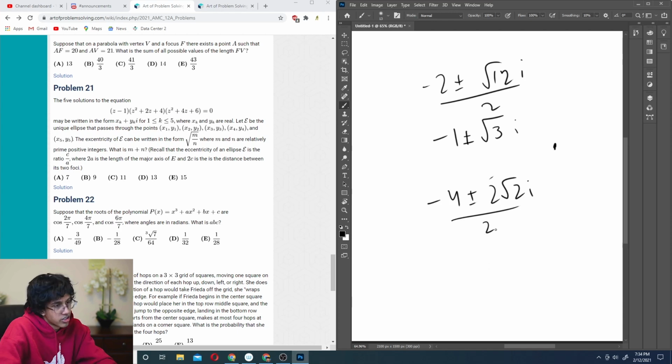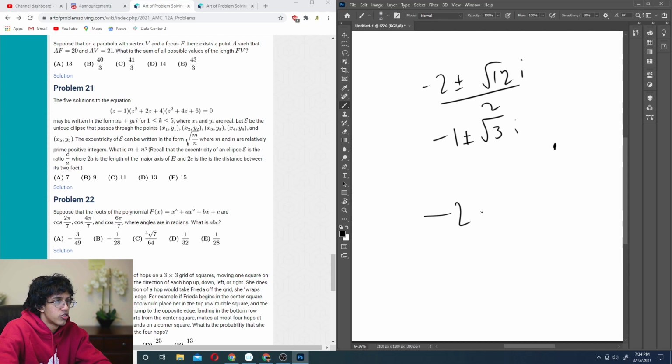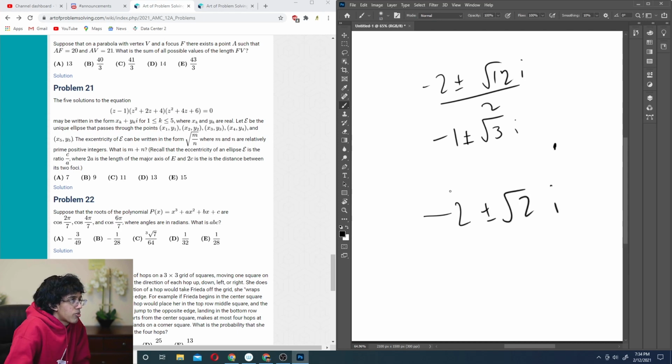So that's just, what? Wait, what? That doesn't seem right. Hold up. I guess that is right. I don't know. Yeah, that should be right. So this is negative 2 plus or minus root 2i. I forgot what eccentricity is. Oh, so c is, okay, the distance between foci over the length of the major axis.